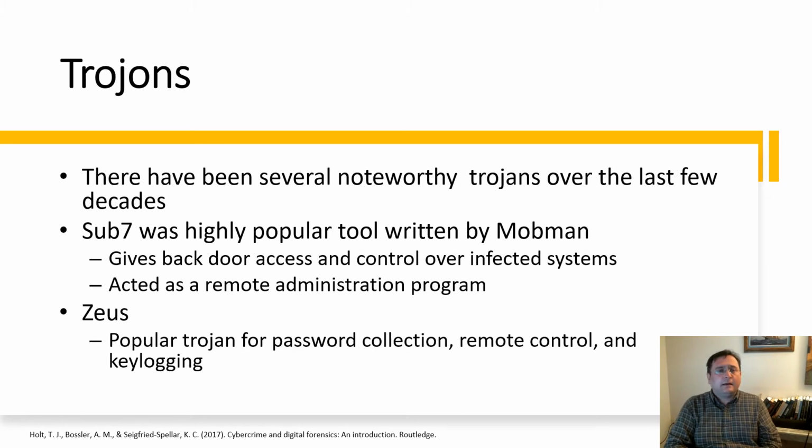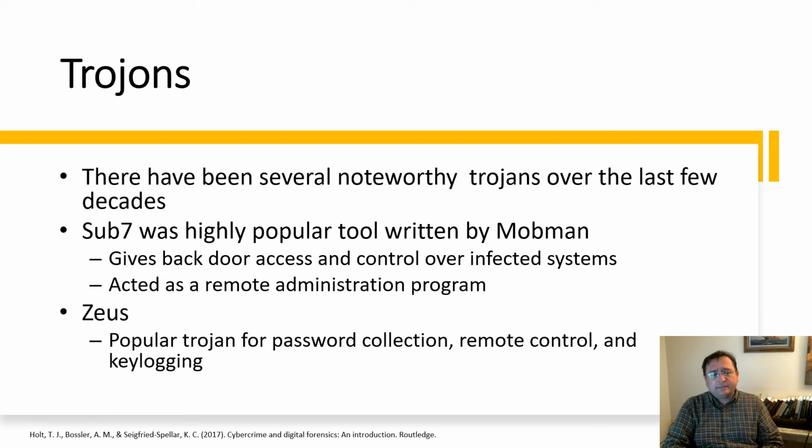There have been several Trojans known as important and remembered as part of the malware history. Sub7, which was a highly popular tool written by Mobman, was used by several people, and even kids were using Sub7 and were trying to access other computers and manipulate data and send unwanted messages to the computer or steal information. So it was a very effective computer program, and it acted as a remote administration program.